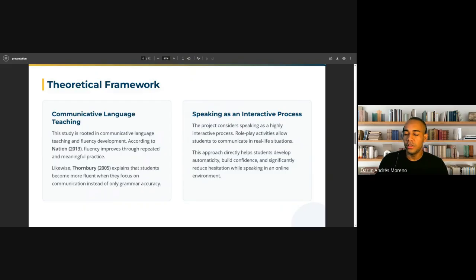Speaking as an interactive process: the project considers speaking as a highly interactive process. Role-play activities allow students to communicate in real-life situations. This approach directly helps students develop automaticity, build confidence, and significantly reduce hesitation while speaking in an online environment. And this is true. If I would like to improve my speaking skill, I need to communicate with others. I need to interact with others, and this will help me to improve this skill. And this is the base of my project. Let's continue.